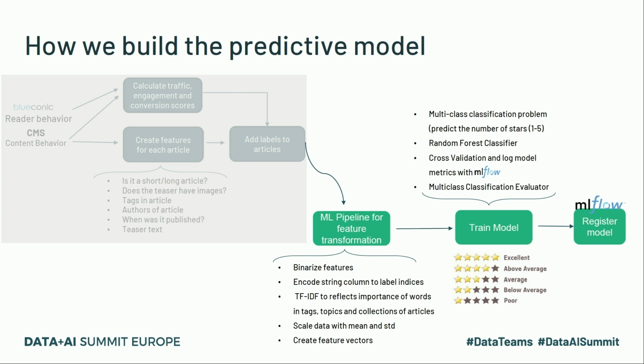In this case, we're dealing with a multi-class classification problem. So we have to predict the number of stars from 1 to 5 for each article. And for this case, we chose the random forest classifier. But we already tried many different algorithms, and we were logging the different metrics and checking the performance of each of those algorithms using MLflow.